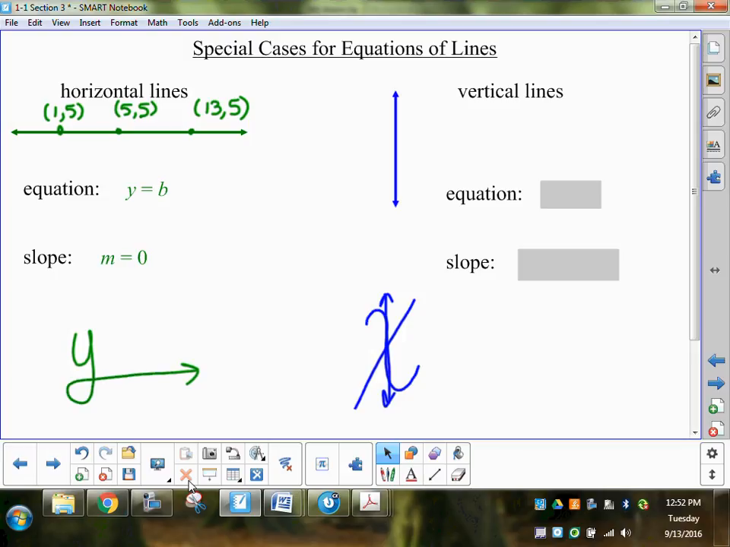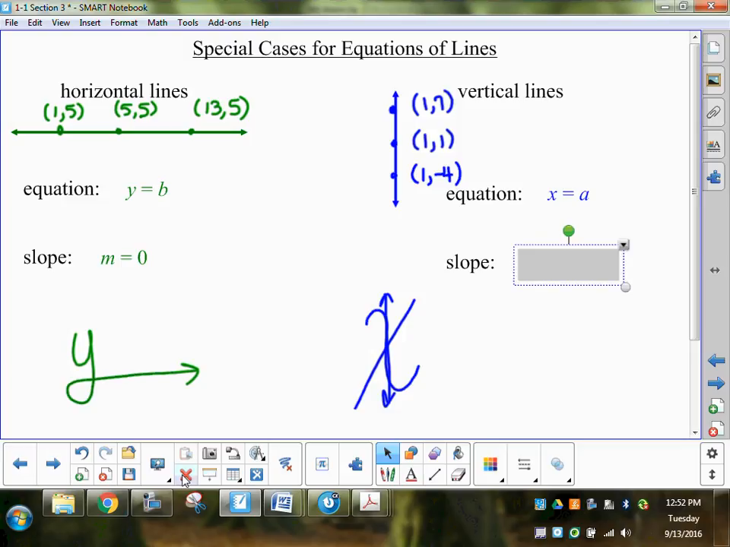Now, a vertical line is going to be one that goes straight up and down, and that could contain something like this if we list this out. Let's say it goes through the point 1, 7. It could go through the point 1, 1. It could go through the point 1, negative 4. All of those have the same x value. So it's going to be an x equals equation. When the line goes up and down, the slope on it is undefined. It doesn't have a slope. Slope does not exist. Questions on those?